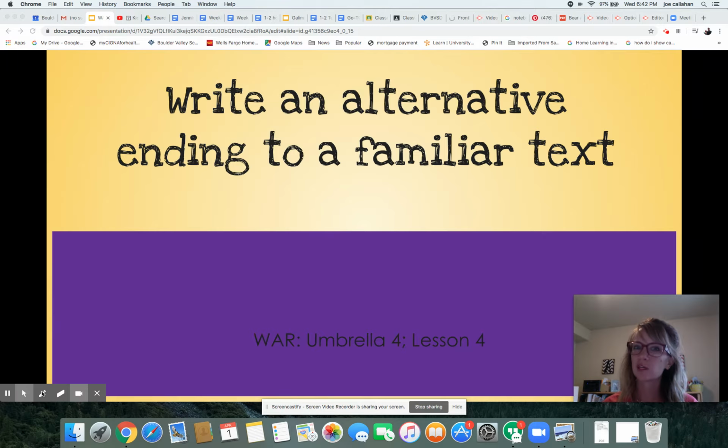So, reading and writing work really closely together. And I know you're thinking, this is usually a reading lesson. But great readers are usually great writers, and great writers are usually great readers. So it's really important that we take what we learn as readers and we use those skills to help us be even better writers. So here we go.